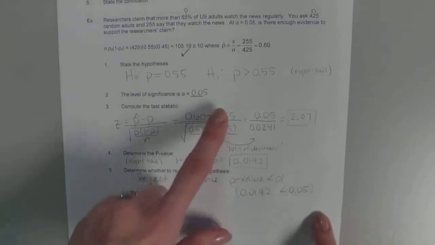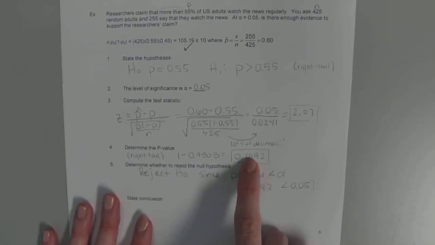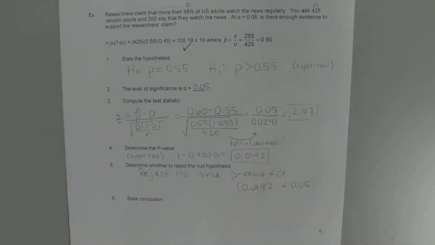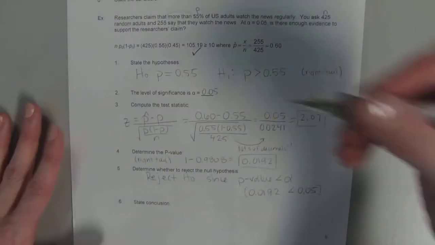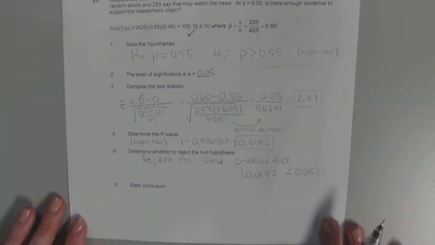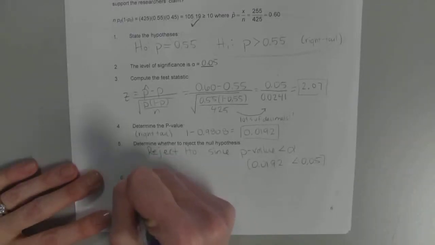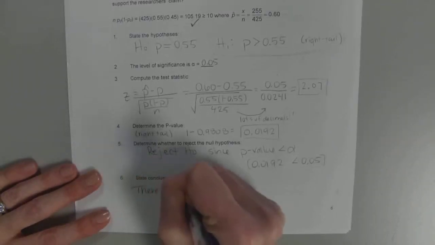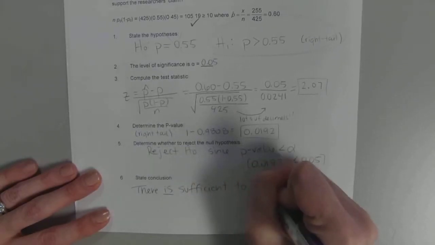So where is the error? The error is in assuming that it's 55%. If this was really 55%, it would have been unusual if we got a 60% sample proportion. But we got a sample proportion of 60%. So guess what? We can reject the null. And you don't have to do this, but I kind of do it lightly: if you can reject the null, what does that mean as far as our conclusion goes? There is or is not sufficient evidence. Which one is it going to be? There is sufficient evidence to support H1.